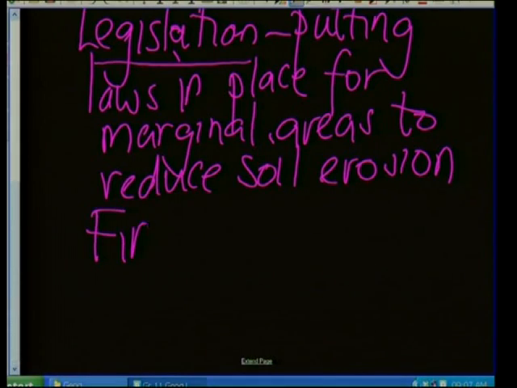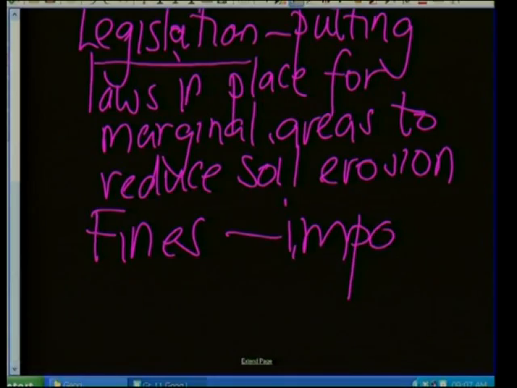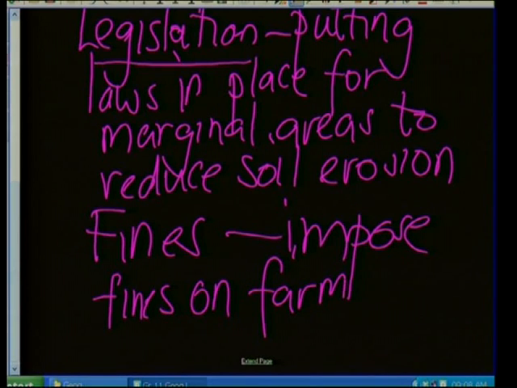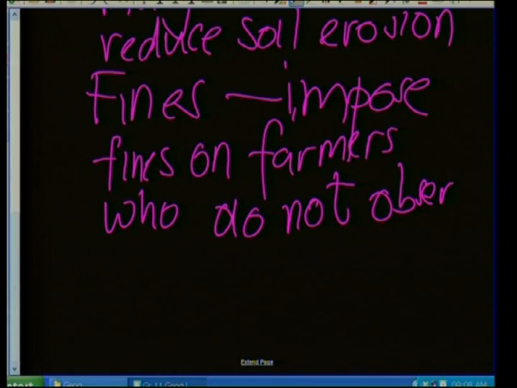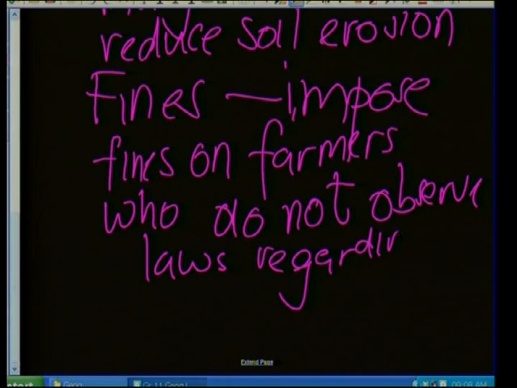In terms of legislation, the next aspect will be fines. What can the government do in terms of ensuring there is a political as well as economic intervention in terms of reducing soil erosion? Besides legislation, the government can also impose fines on farmers who do not observe laws regarding erosion rates.